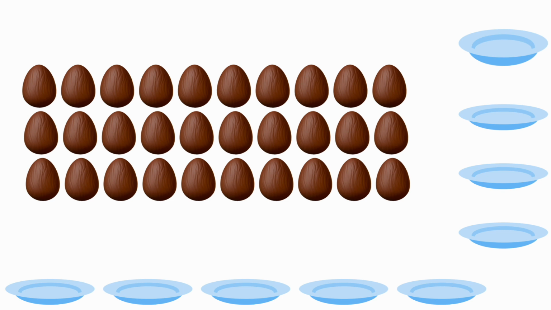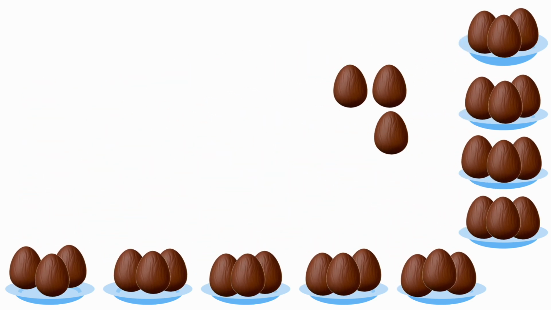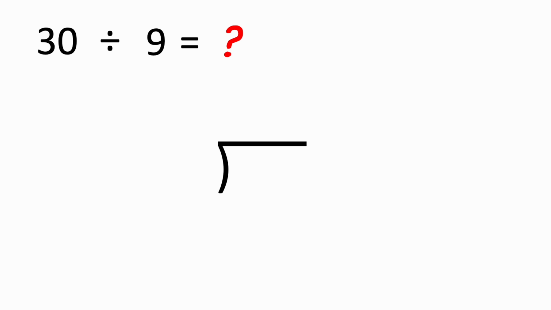On your screen is 30 chocolate Easter eggs that must be shared with a family of 9. When you share the eggs, we divide 30 by 9. The number sentence we're going to get is 30 divided by 9 equals. So now let's use long division to work this sum out. First, we need to rewrite our number sentence using the long division symbol. So 30 divided by 9.